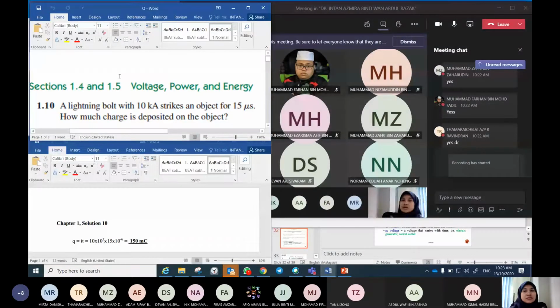Okay, so this is the question that I have posted yesterday. A lightning bolt with 10 kilo amp strikes an object for 50 microseconds. How much charge is deposited on the object? So the keyword is charge. Charge is Q. Q is equal to IT.